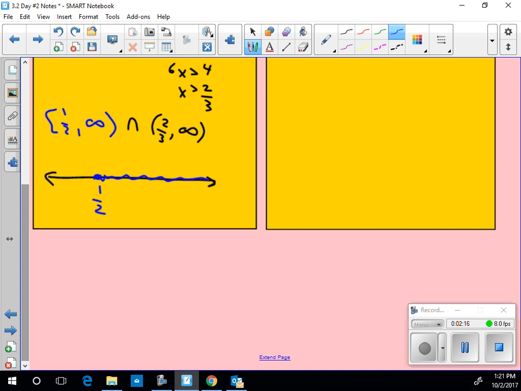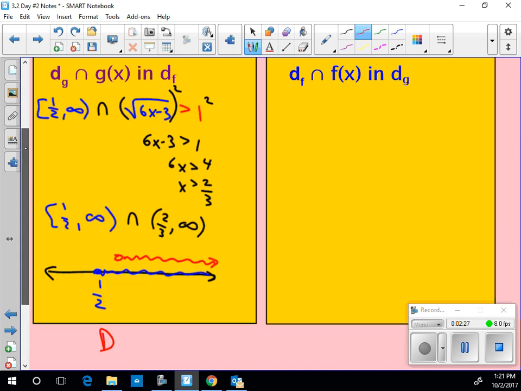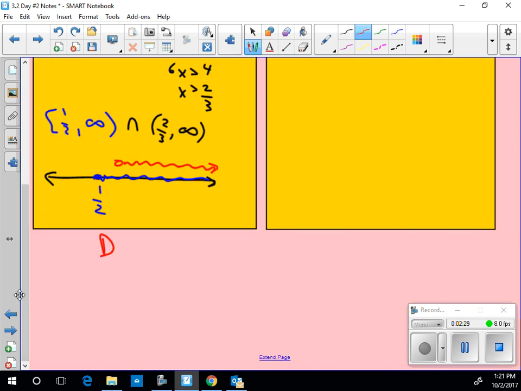to infinity. I'm going to do this one in red. And from 2/3, well, 2/3 is more than 1/2. So if I overlap those, my answer, domain of, is this f of g? Yeah. f of g of x is 2/3 to infinity. Awesome.